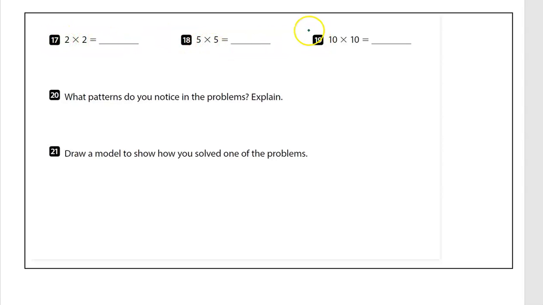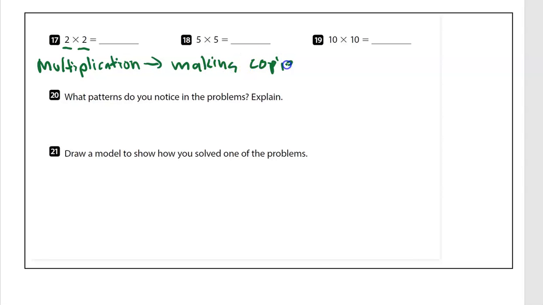17, 18, and 19. It's a little different. Here we have 2 copies of 2. Multiplication also means copies. I want to write that down. That's a great concept. Multiplication can be thought of as making copies. It's a very helpful big idea to have.